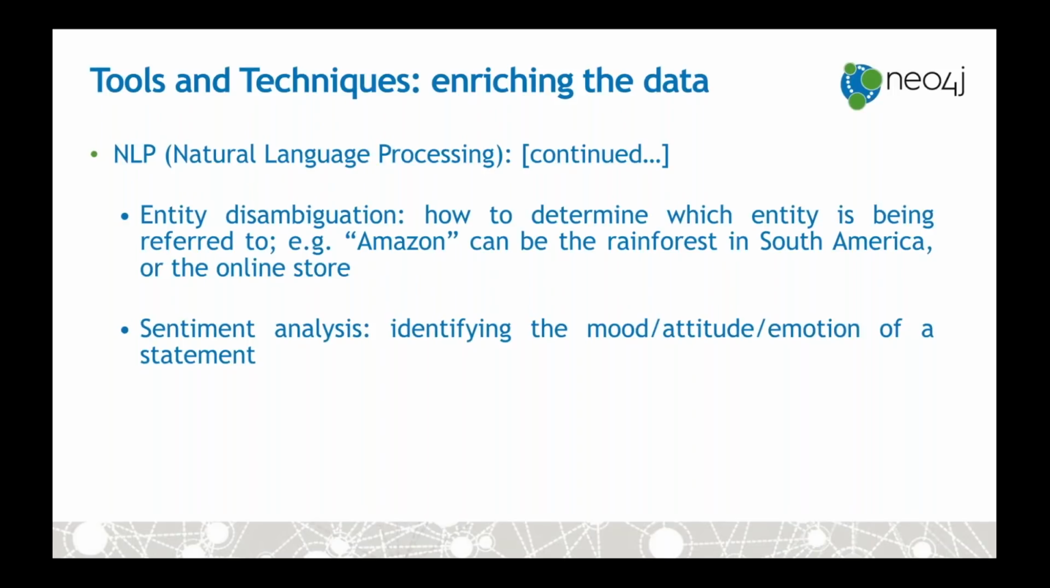So of course, you've got Amazon the rainforest, you've got Amazon the online store, you've also got Amazon, the tribal women warriors, I think, if memory serves me correctly, these sorts of things. How do you actually tell them apart? And that's actually quite a complex thing, and usually it's from the context to the rest of the text in which this is being referred to.